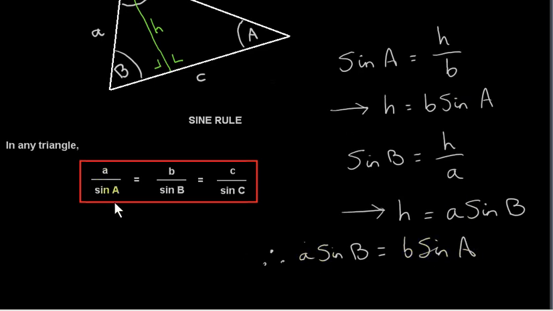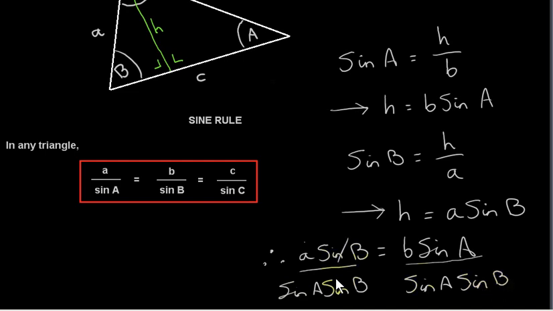In order to show that A over sine A equals B over sine B, we need to divide both sides of this equation by sine A sine B. We can see that the sine B's cancel on the left hand side and the sine A's cancel on the right hand side, and we are left with A over sine A equals B over sine B.